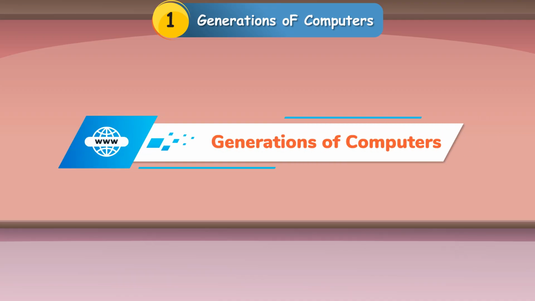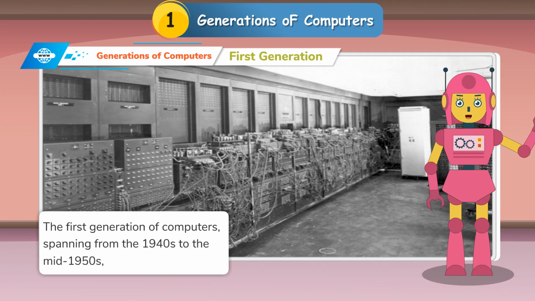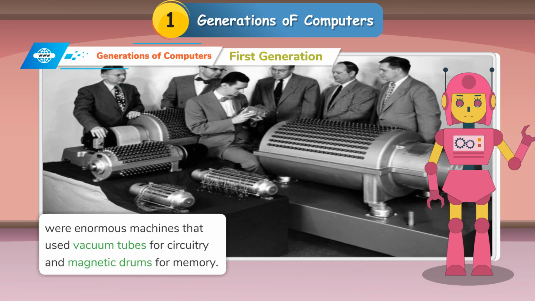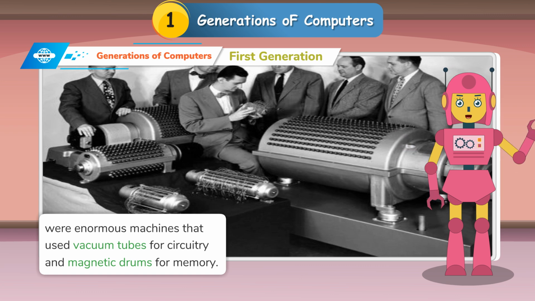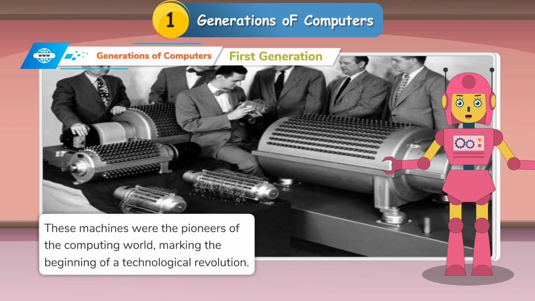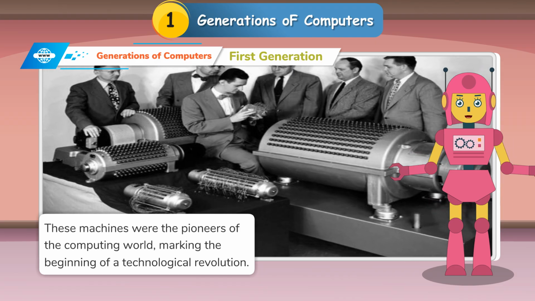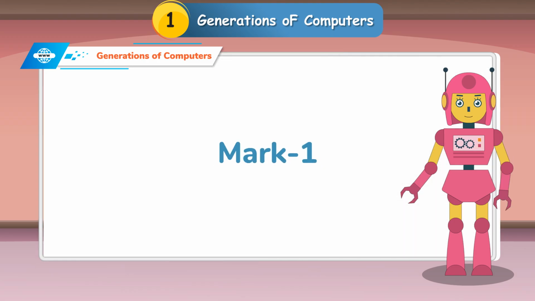Generations of computers. First generation. The first generation of computers, spanning from the 1940s to the mid-1950s, were enormous machines that used vacuum tubes for circuitry and magnetic drums for memory. These machines were the pioneers of the computing world, marking the beginning of a technological revolution.